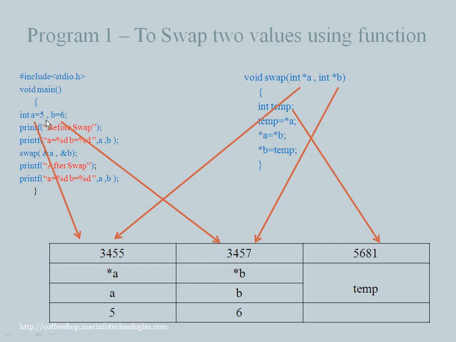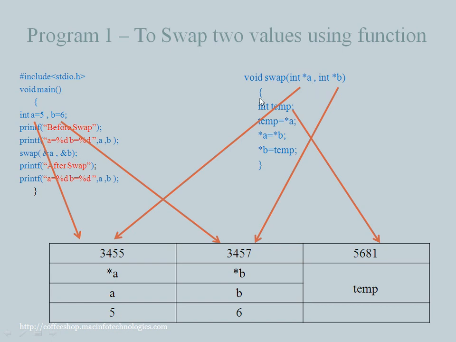So we declared a and b, 5 and 6. Two memory locations are allocated, 3455 and 3457. After that, it prints before swap, and it prints the values of a and b in the printf statement. And here, when we say swap(&a, &b), the addresses are sent to the variables a and b here.